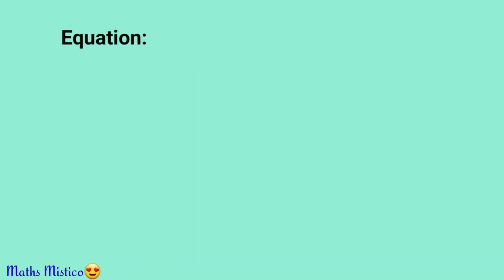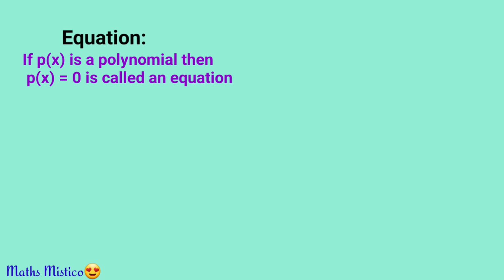Think of any polynomial, for example x square minus 5. Now if I put equal to 0 with it, I get an equation. Simple. This is called a polynomial equation. So if p of x is any polynomial in x, then p of x equal to 0 is called an equation. For example, x square minus 5 equal to 0, or 7x raised to power 4 minus 6x square plus root 2 is equal to 0.